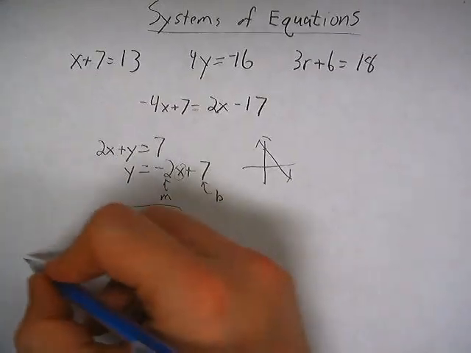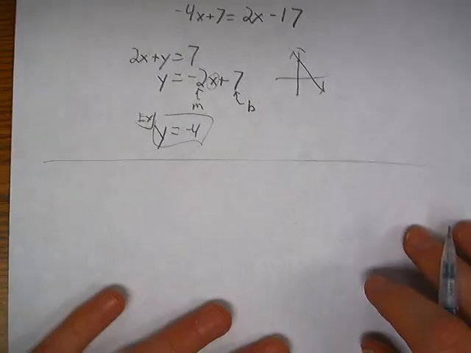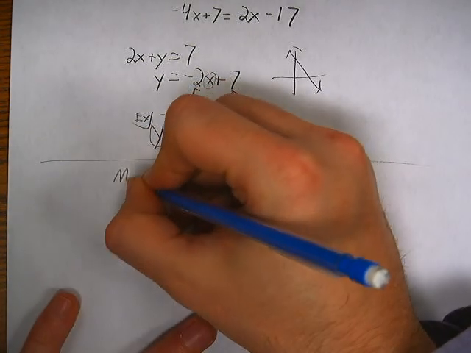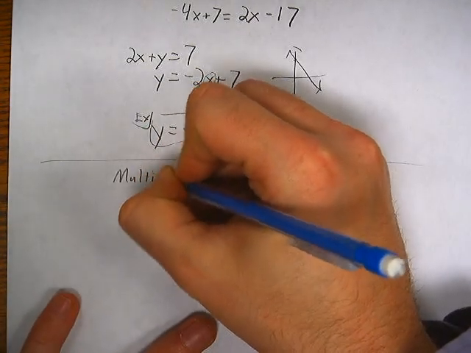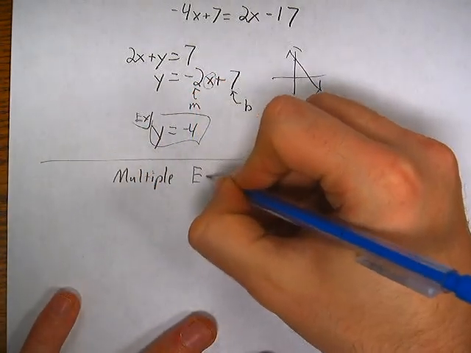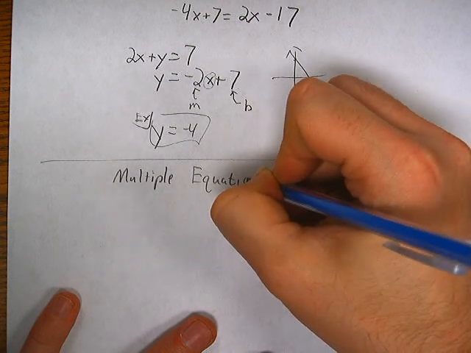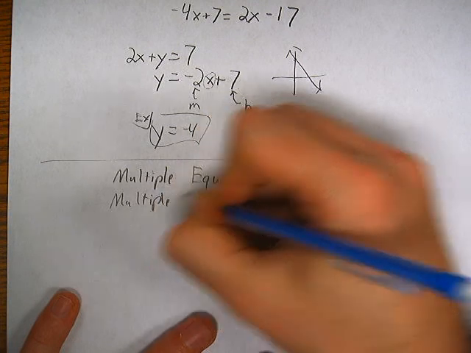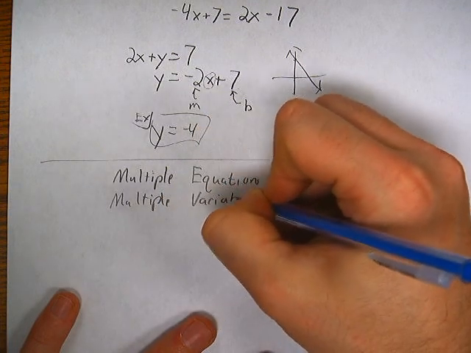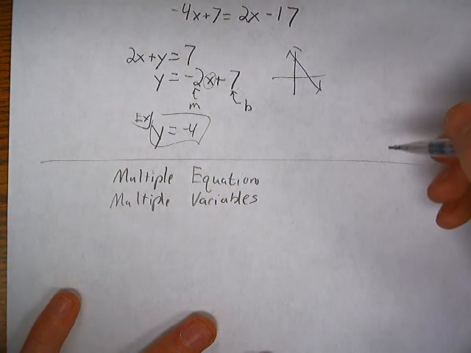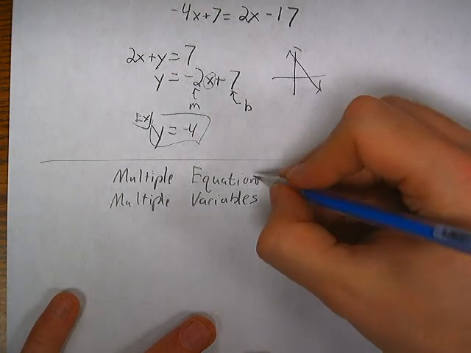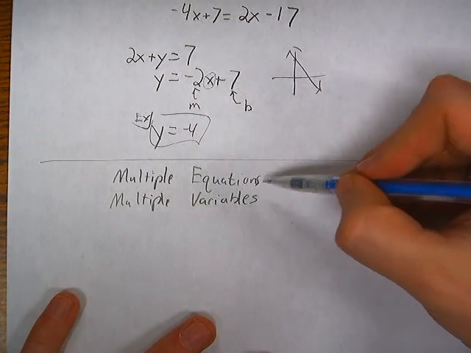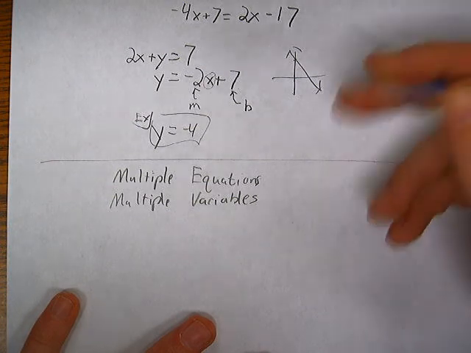A system of equations uses multiple equations and multiple variables at the exact same time. It's called a system because we have several things going on at once that are related.